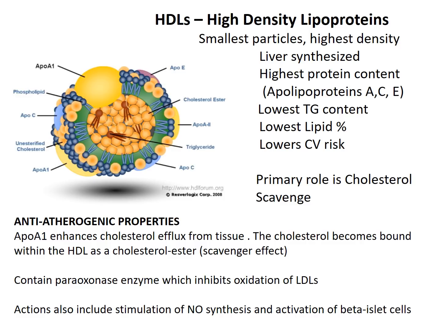And the other thing that has been found about HDLs is they can release, or they're involved in the synthesis of nitric oxide. Remember, nitric oxide is a vasodilator. That's good when you want to get blood flow through a blood vessel. And these HDLs can also activate beta islet cells in the pancreas and help us release insulin. So a lot of good properties to the HDLs, which make them vascular and cardioprotective.